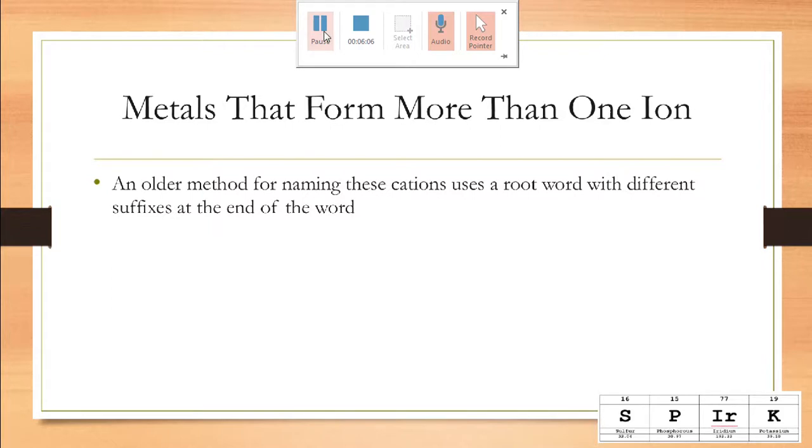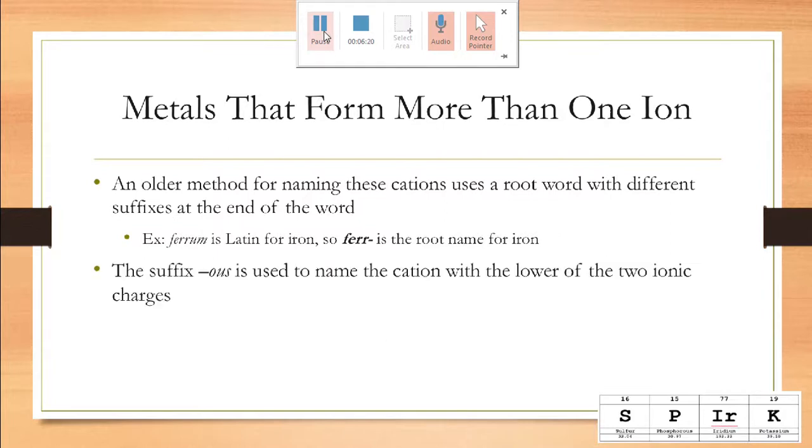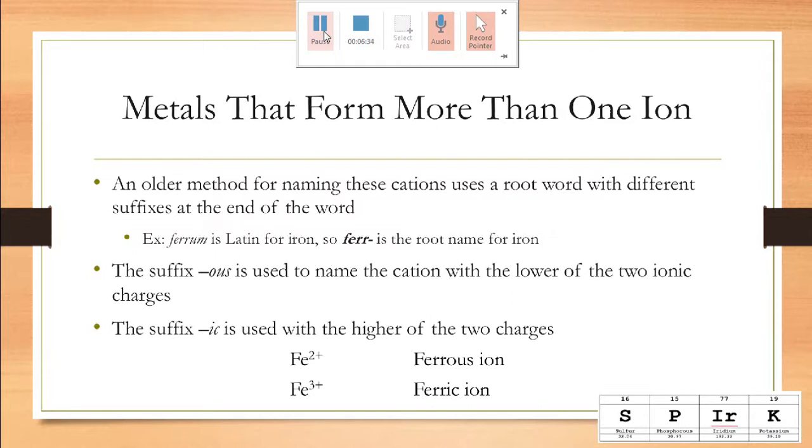An older method for naming these cations uses a root word with different suffixes at the end of the word. For example, we have ferrum, which is Latin for iron, so Ferr is the root name for iron. The suffix -ous is used to name the cation with the lower of the 2 ionic charges, and the suffix -ic is used with the higher of the 2 charges. So Fe2+ would be the ferrous ion because it's the cation with the lower of the 2 ionic charges, and Fe3+ has the higher of the 2 charges, so we change the name to the ferric ion.